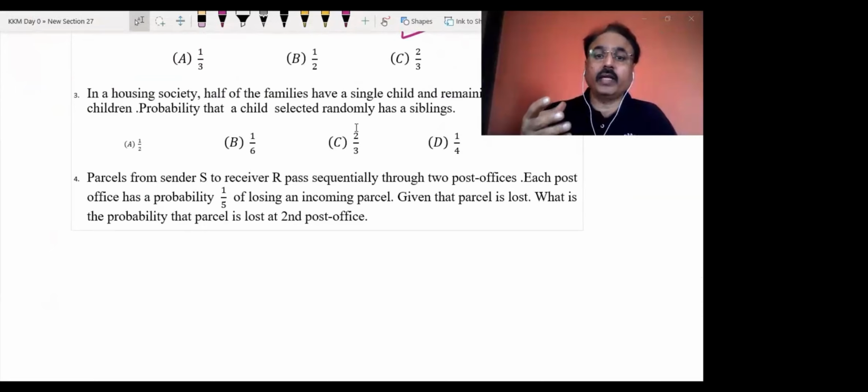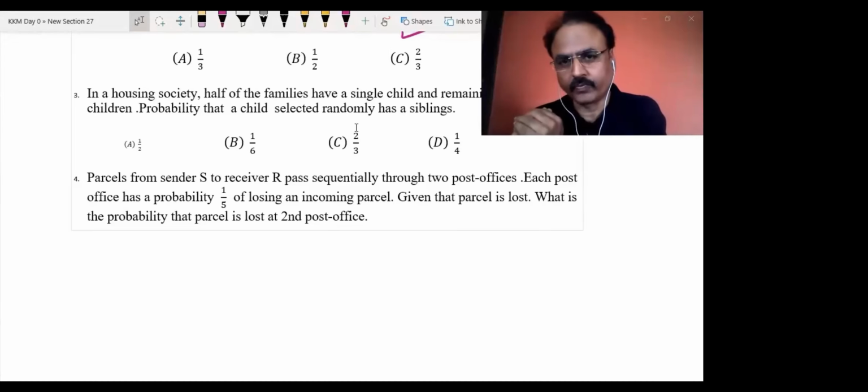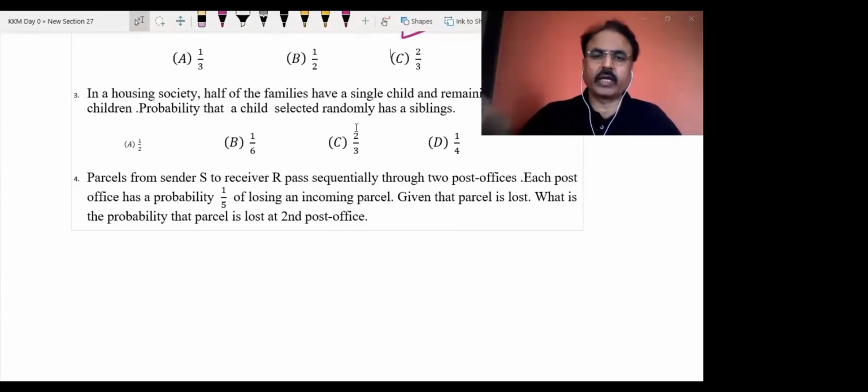What is the probability that he has a sibling? That is, he belongs to the family of two children. So once again, I'll tell you the question. In a society, 50% have got only one child, 50% have got two children. Now mix all the children and take one child randomly. Ask the question, what is the probability that he belongs to the family of two children?